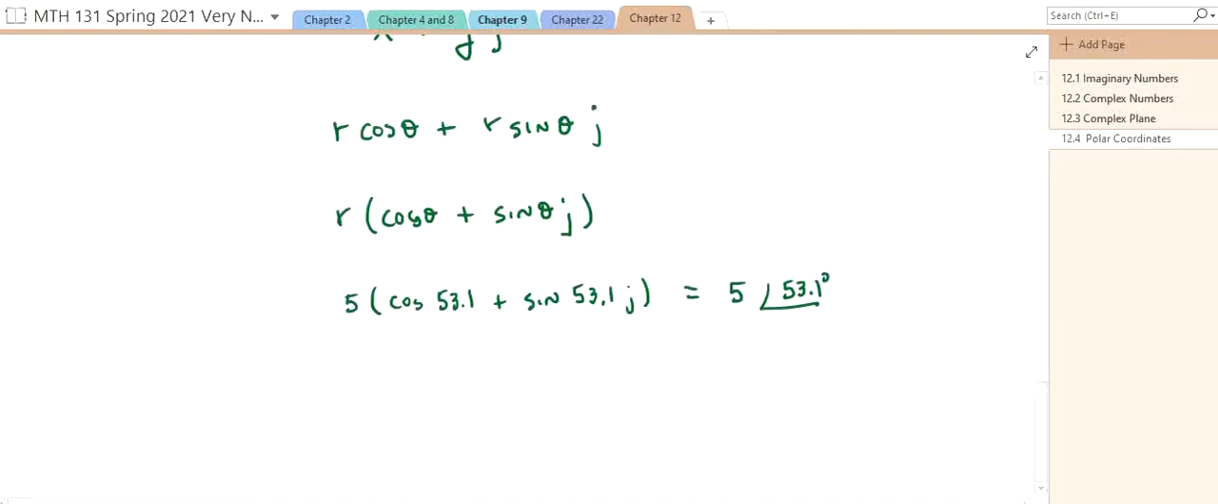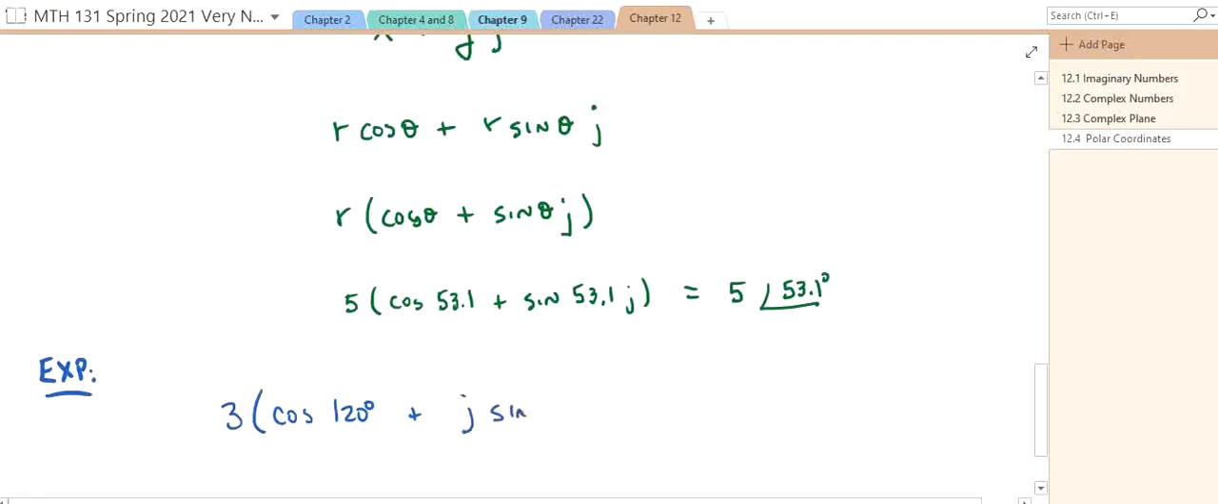So, example, say we have 3 cosine of 120 degrees plus j, I'm putting it in front now, 3 sine 120 degrees. We could also write this one as 3 angle 120 degrees.